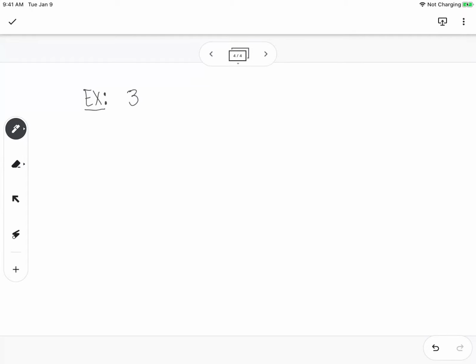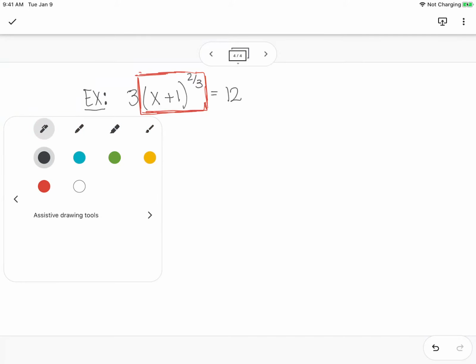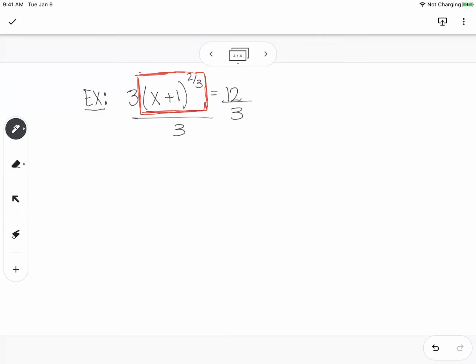So if I have 3 times x plus 1 to the 2/3 power equals 12. All right, so again, I want to isolate this part of my equation because it's the part that has the rational exponent on it. So I need to get this by itself. So I have to get rid of the 3. That is 3 times. How do you undo times? That's right, you're going to divide by 3 on both sides. So this will give me my x plus 1 to the 2/3 power equals 12 divided by 3 is 4. So I have isolated my rational exponent part of the problem.